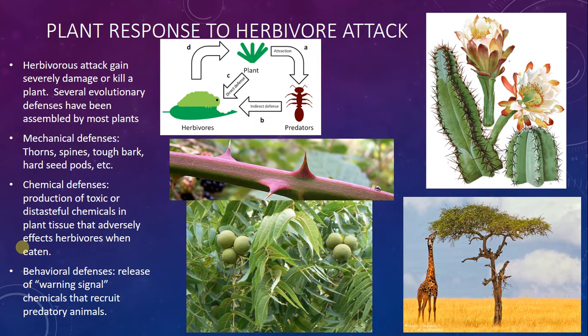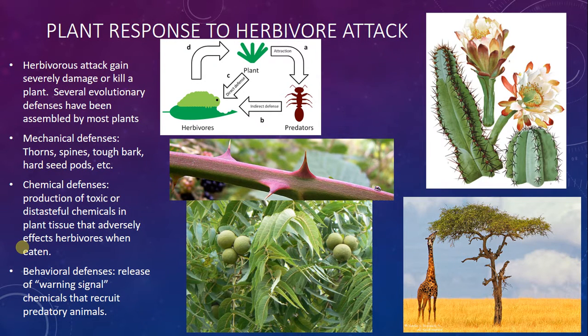Another thing I wanted to talk about are how plants specifically respond to attack by herbivores. So herbivores eat plants, and for a plant that's not a really great thing. Herbivorous attack can severely damage or even kill a plant. And there are a myriad of different evolutionary defenses that plants can assemble or launch to defend themselves against herbivores.